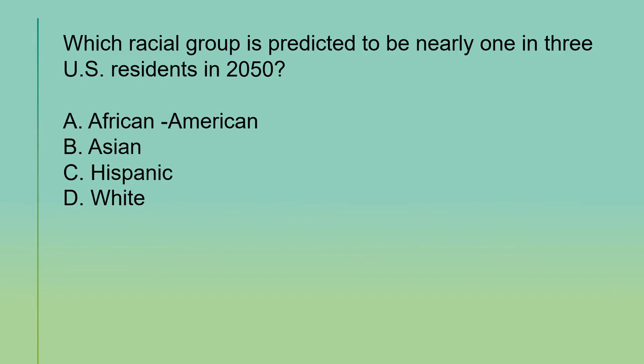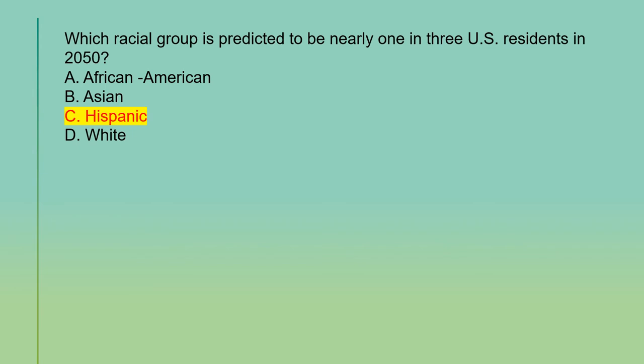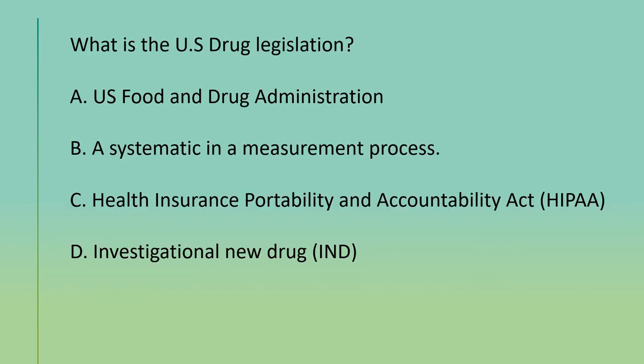Which racial group is predicted to be nearly 1 in 3 U.S. residents in 2050? A. African American, B. Asian, C. Hispanic, D. White. Answer C. Hispanic. What is the U.S. drug legislation? A. U.S. Food and Drug Administration, B. A systematic and a measurement process, C. Health Insurance Portability and Accountability Act, HIPAA, D. Investigational New Drug Kind.